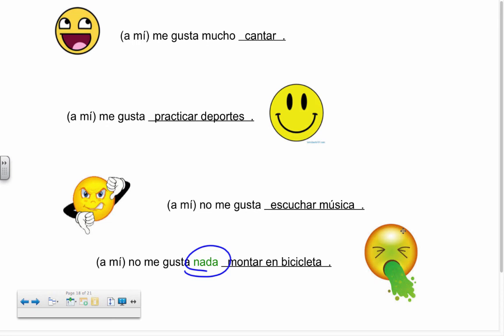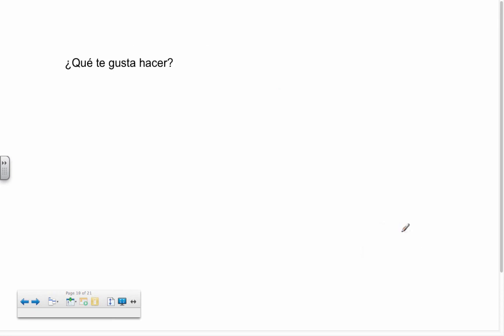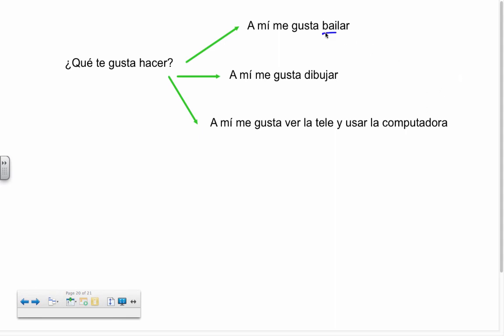And those are the basic phrases. And just to, again, the questions. The "¿qué te gusta hacer?" is an open-ended question. "¿Qué?" So it needs you to fill it in. You can't just say sí or no. "¿Qué te gusta hacer?" You could say, "a mí me gusta bailar. A mí me gusta dibujar. A mí me gusta ver la tele y usar la computadora."